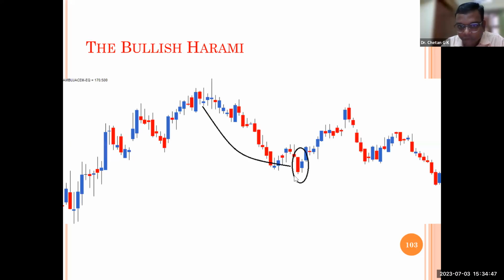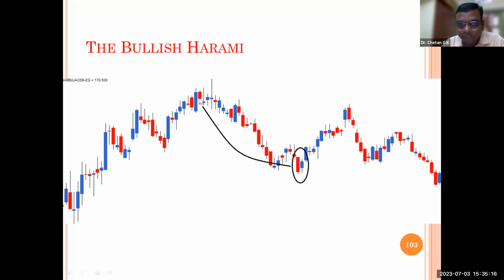You can see, if you look at both of the candlesticks, the first one is like the mother, and the second one is the baby inside the mother's stomach. So something like that it appears. That is why it is called harami, which means pregnant woman. That's why the word has come up.